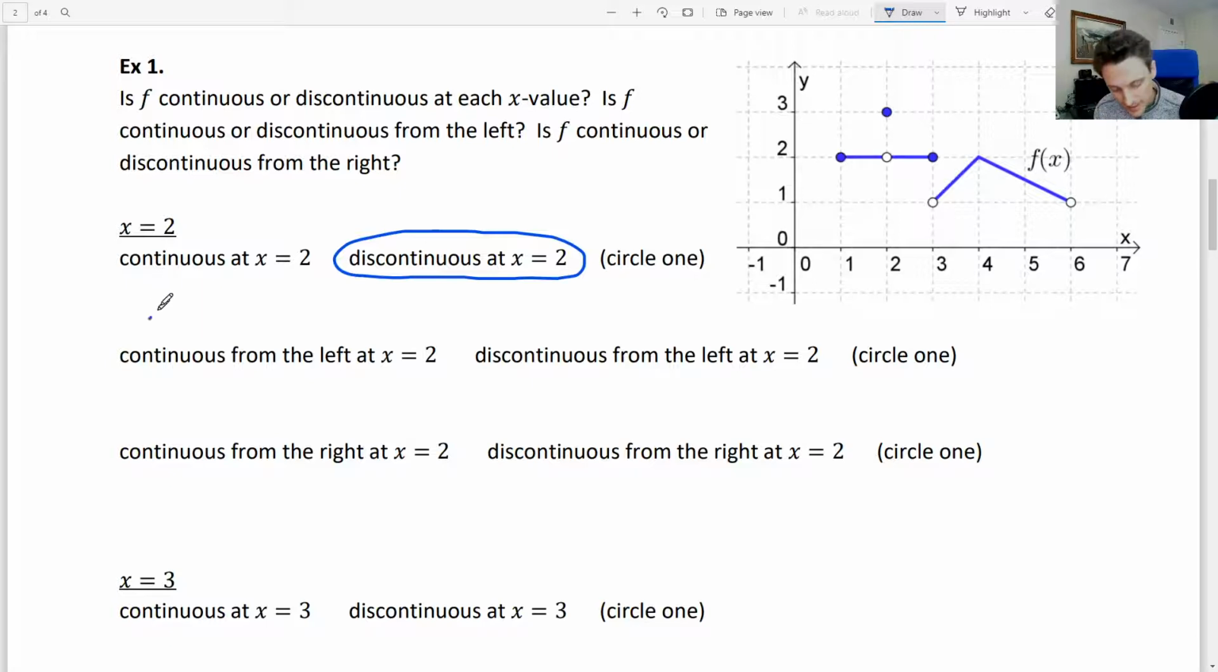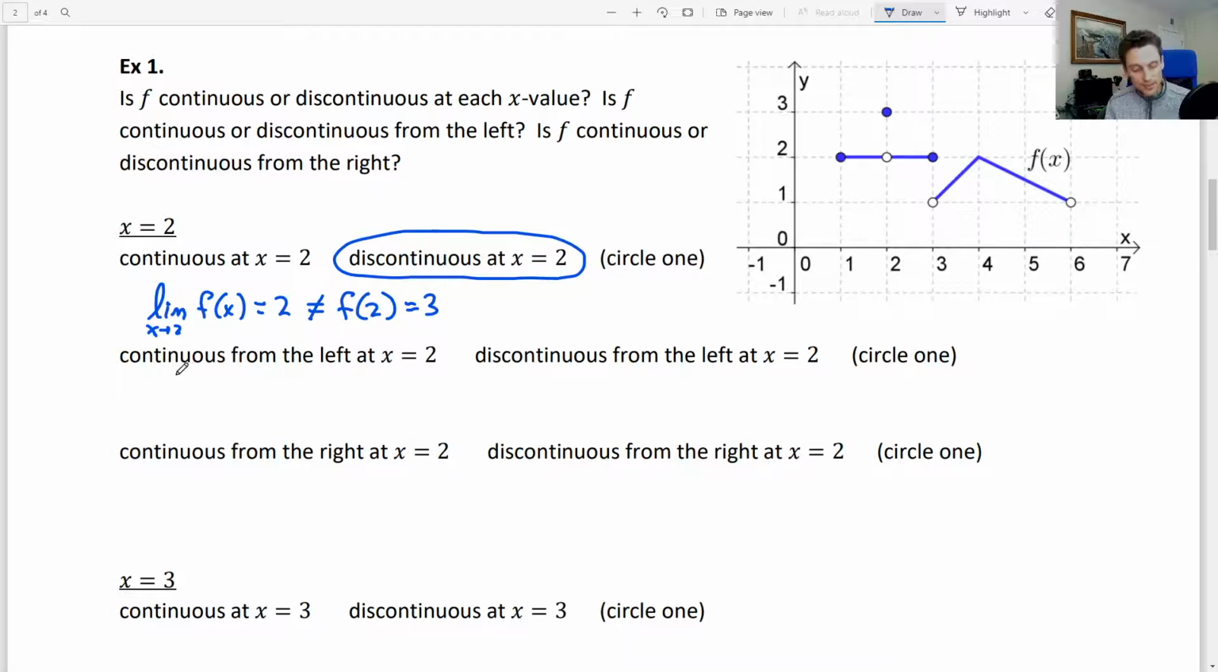So a way we could write that out is we could say the limit as x approaches 2 of our function is 2, which is not equal to f of 2, since f of 2 is equal to 3. So basically you have the limit is equal to 2 and f of 2 is equal to 3, and these two are not equal to each other. So here we're stating that the limit is not equal to the function value.